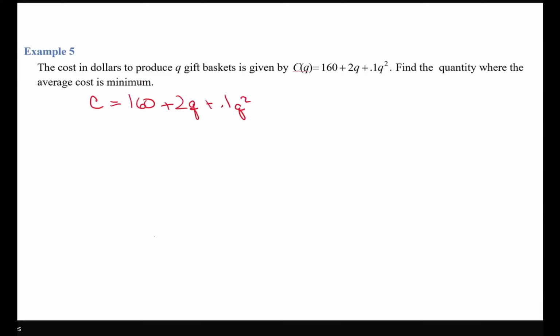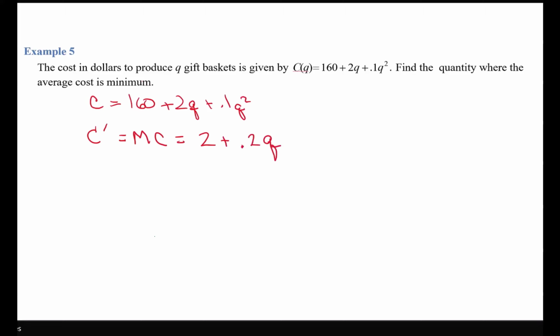Well, I have my cost. I need to take the derivative of my cost. That's going to give me my marginal cost. That equals, well, 160 is a constant, it just goes away. The derivative of 2Q is 2, and the derivative of 0.1 Q squared is 0.1 times 2, or 0.2 Q.